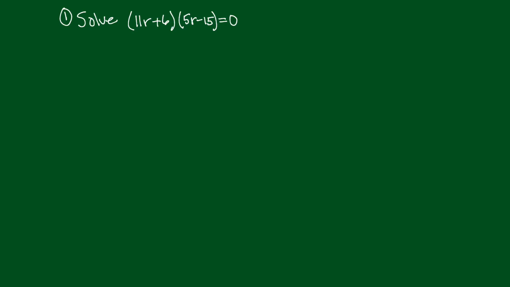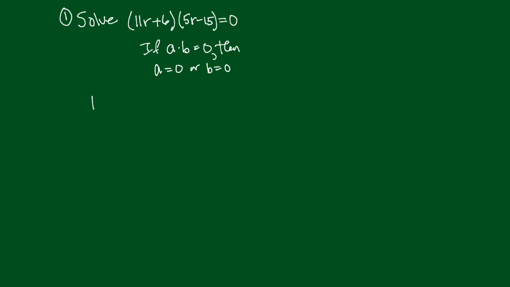To solve this equation, we're going to use the zero factor property that says if two numbers, say a times b, equals 0, then at least one of them has to be 0. Then a equals 0 or b equals 0, or maybe both. So I've got this might be the a, this might be the b. So I've got one number times another number equaling 0. So at least one of them has to be 0.